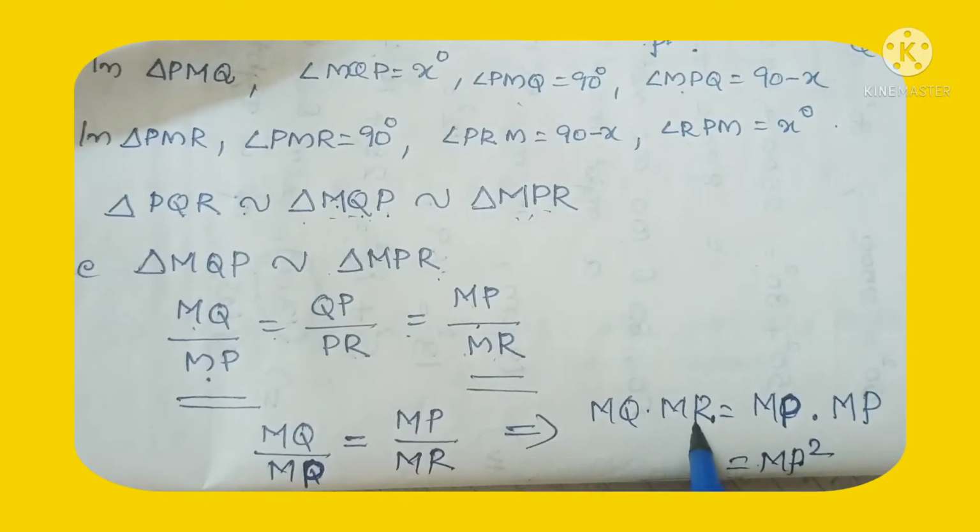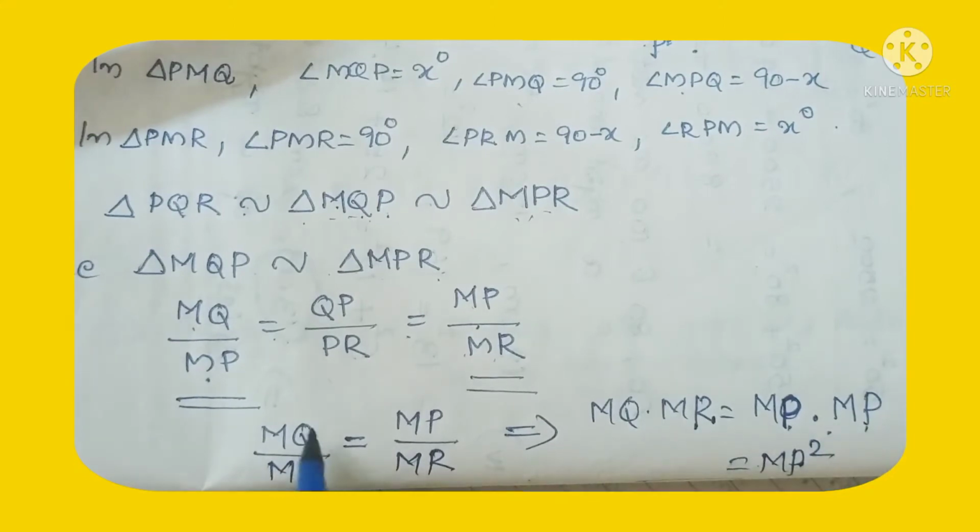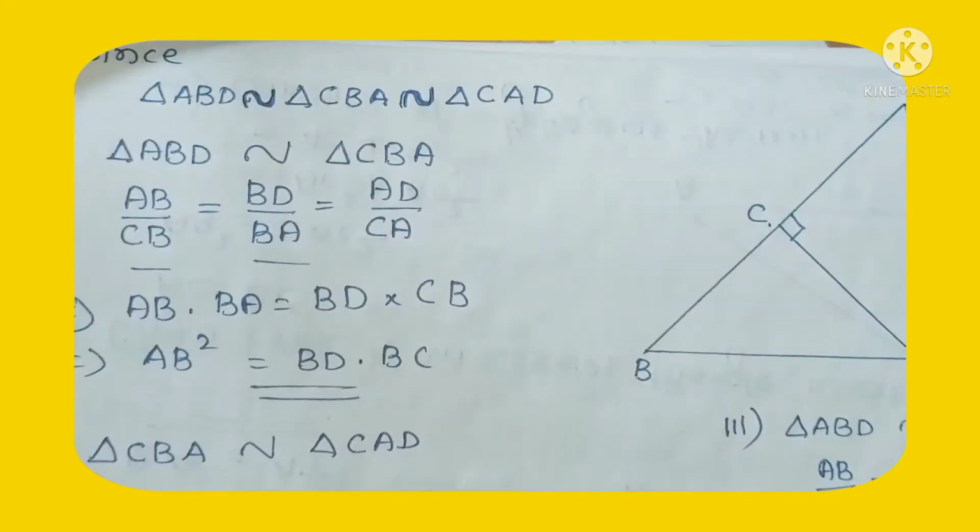Then cross multiply it, what we will get: MQ into MR is equal to MP square. That is MQ into MR is equal to MP into MP. Cross multiplying we will get MQ into MR is MP into MP. So that is MP square.